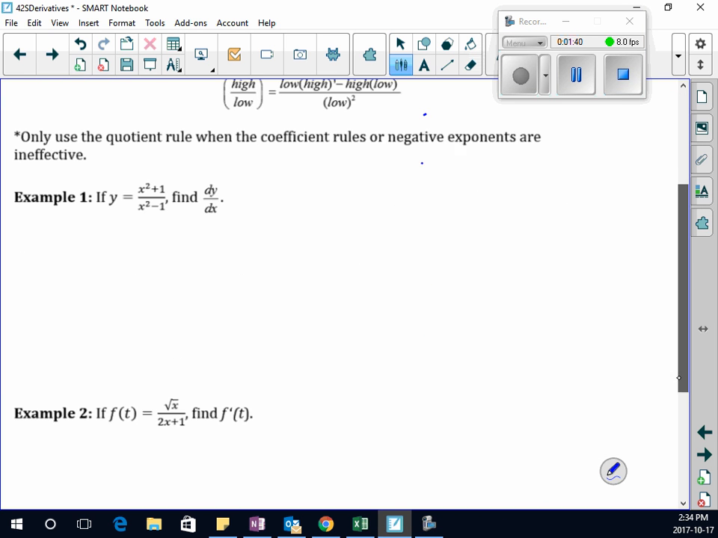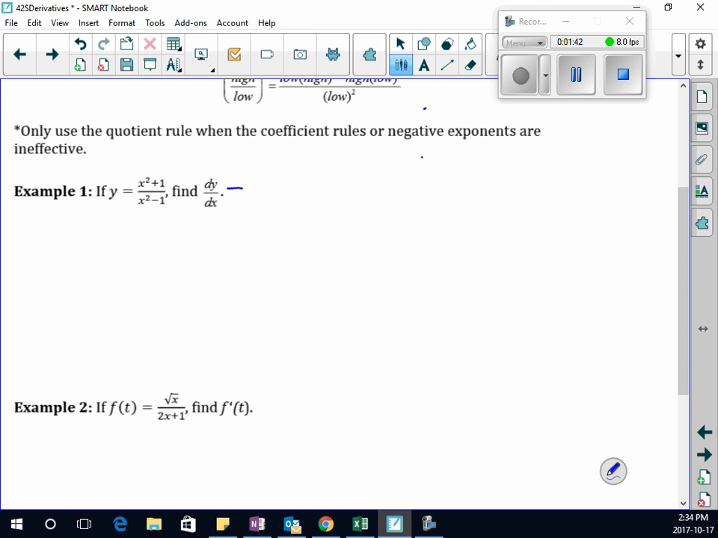Okay, so find the derivative of the top. What is that? What's the derivative of x squared plus 1? 2x. Leave the bottom alone, so x squared minus 1. Subtract. Keep the top the same, so x squared plus 1. Find the derivative of the bottom. What's the derivative of the bottom? 2x. Then we have to take the bottom and square it. x squared minus 1, the whole thing squared.